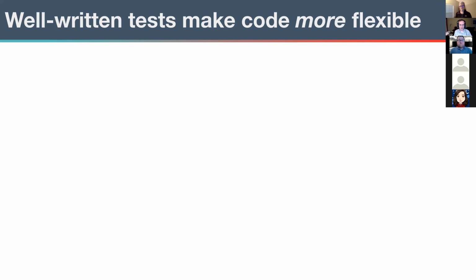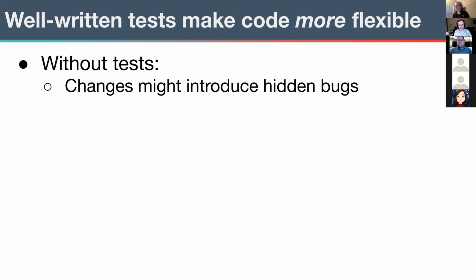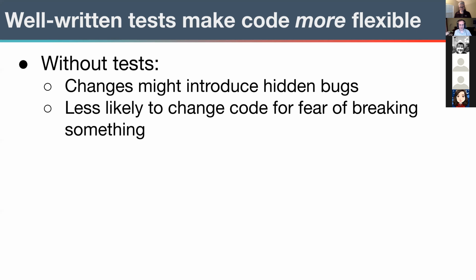All right, so one of the main takeaway points is that well-written tests make code actually more flexible. If we don't have tests, if we make a change, we might unknowingly introduce a bug somewhere else in the code. And without tests, we wouldn't have a way to check that straightforwardly. And because of that, at least in my own experience, we're less likely to change code for fear of breaking something.